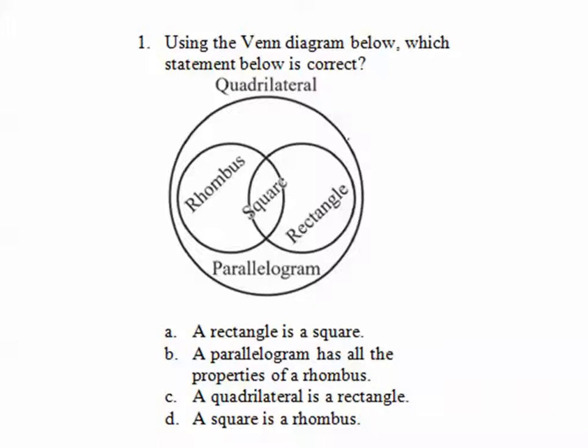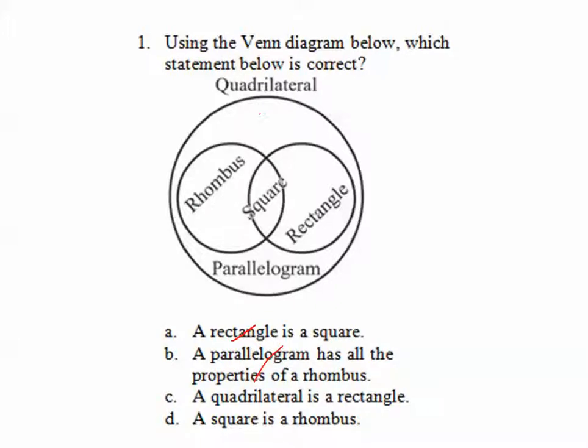Alright, so this one is using the Venn diagram below. Which statement below is correct? Well, it says a rectangle is a square. If you look over here, all the rectangles aren't in the square, so that's not true. A parallelogram has all the properties of a rhombus. Well, all the parallelograms aren't inside the rhombus, so that's not true.